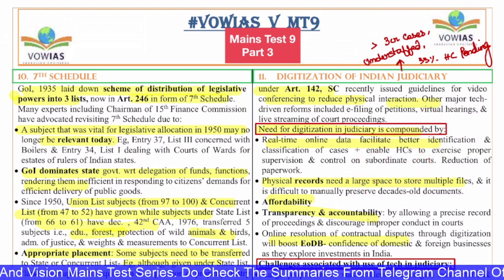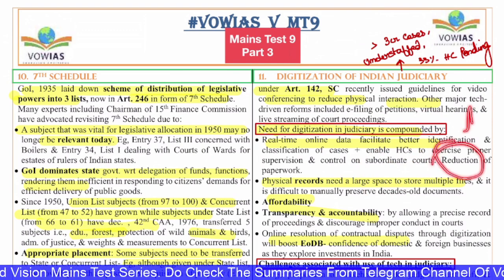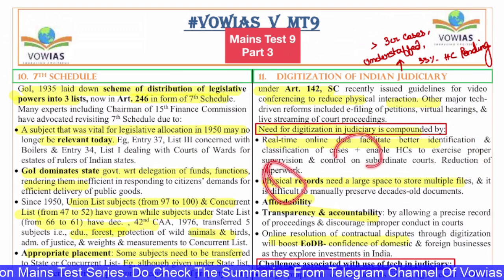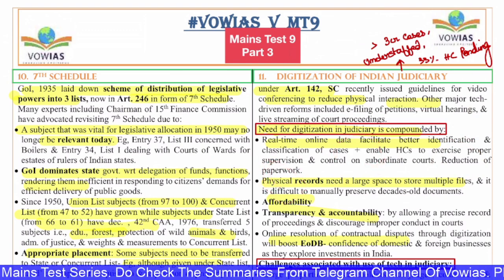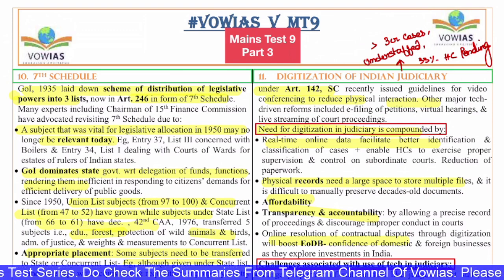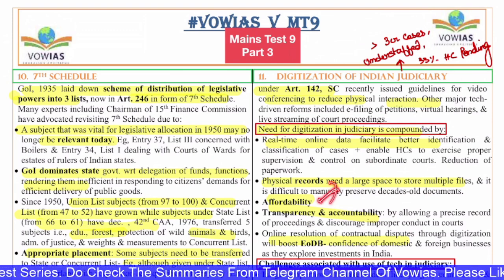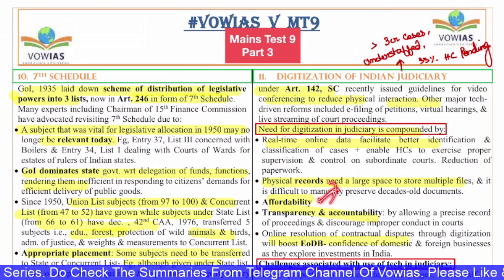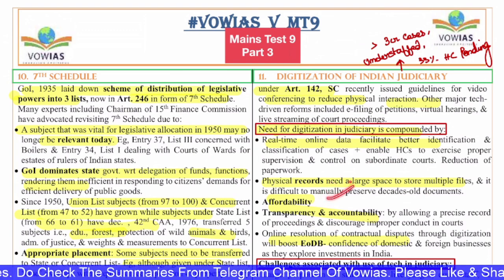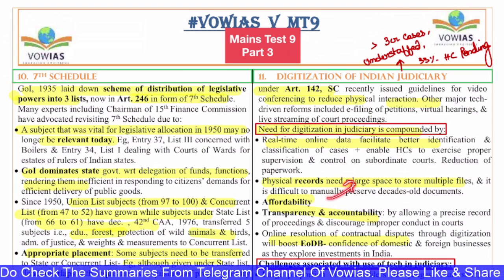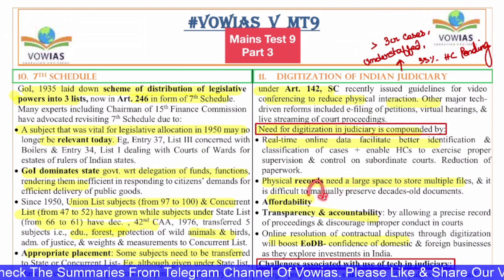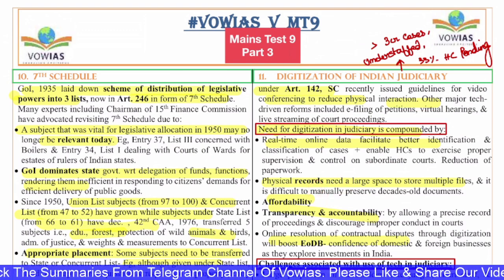The physical records need large space to store multiple files, and it is difficult to manually preserve decade-old documents. Now with digitization, it becomes very easy to preserve documents and to catalog everything in an easy and fast-forward manner. Digitization also makes things very affordable, because poor people cannot go to the courts every time for the hearing. Now with online hearings, the affordability with regard to the courts will increase.